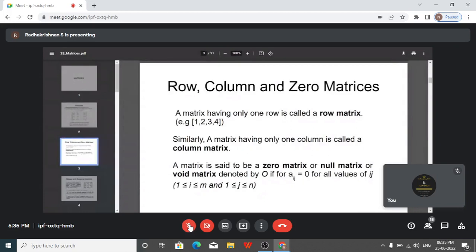There was some disturbance. உங்க எல்லாருக்கும் என்னோட ஸ்கிரீன் தெரியுது இல்லையா? Whatever I'm presenting. Yes, sir. In between there was some disturbance.